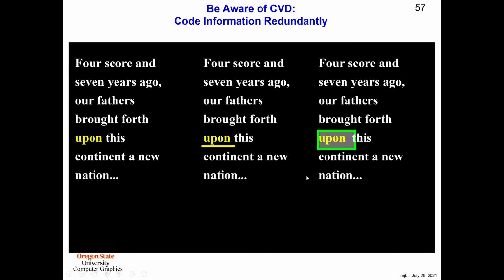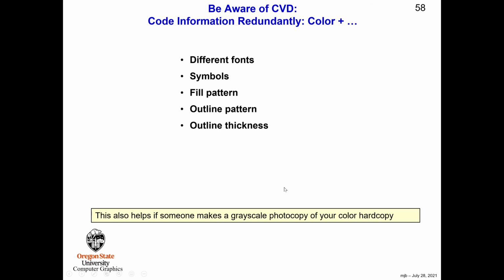What we do, of course, though, is we code information redundantly, and that's like on web browsers. The hyperlinks are a different color, but they're also underlined. So yeah, you code information redundantly. Different fonts, different symbols, different patterns.